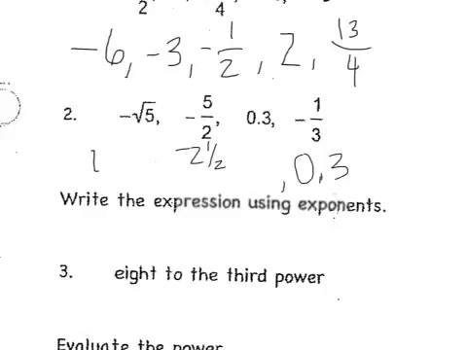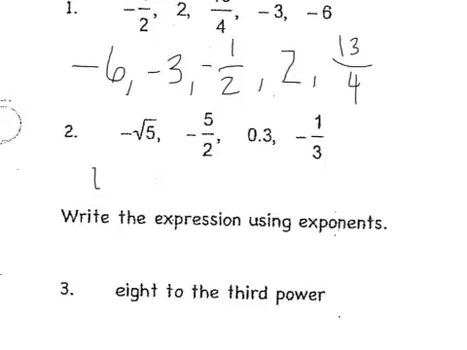So then for your placement, you're going to have your -5 over 2 first. So we're going to start with our -5 over 2. Then your negative square root of 5. Then the only other remaining negative is the -1/3. Then last you have your -0.3.